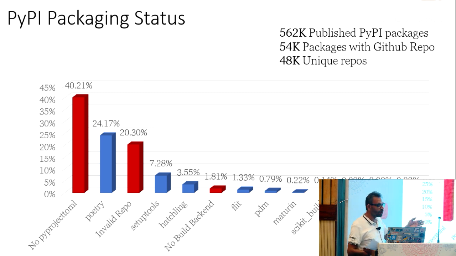I just plotted it here so that you get an idea where we stand today. Actually 40% of them are not using pyproject.toml, which means they are using setup.py and other modes. Poetry is the highest, I guess 24% of them are Poetry. And we have invalid repos. Some of the GitHub repos are present, but I can't do anything with them. Setuptools is the next highest, 7.28. Hatch is 3.55, and then no build backend. Even though there is a pyproject.toml, there is no build backend mentioned inside it. Flit, PDM and other things are there, but all of these have very low percentages.